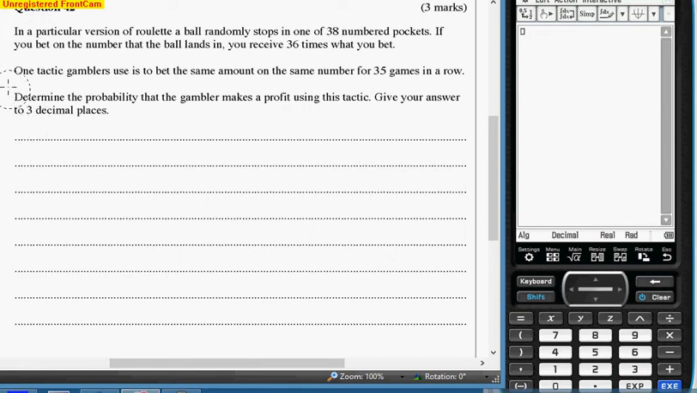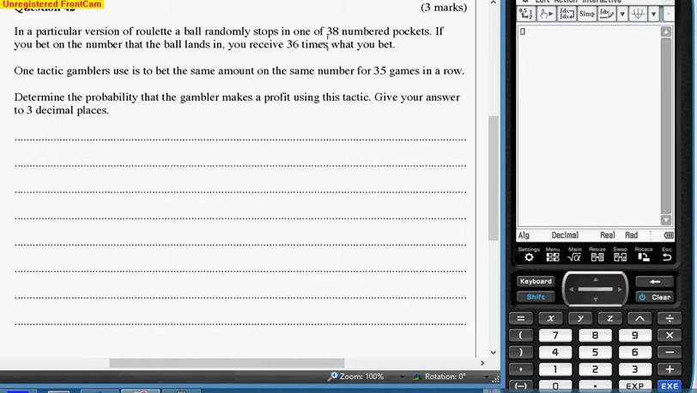Again, here is a probability question. Question 42 from the 2013 exam, and like with all questions, you have to read it very carefully. So here we go. In a particular version of roulette, a ball randomly stops on one of 38 numbered pockets.